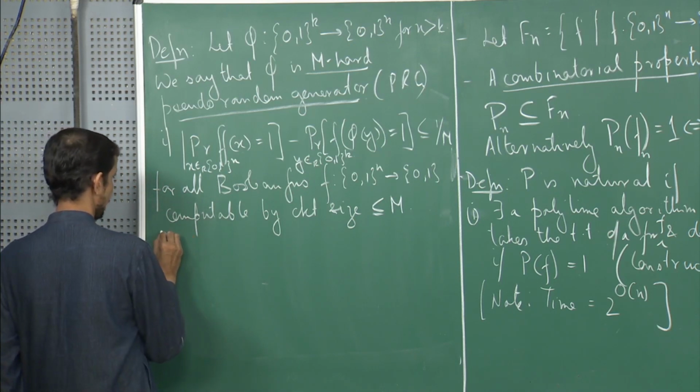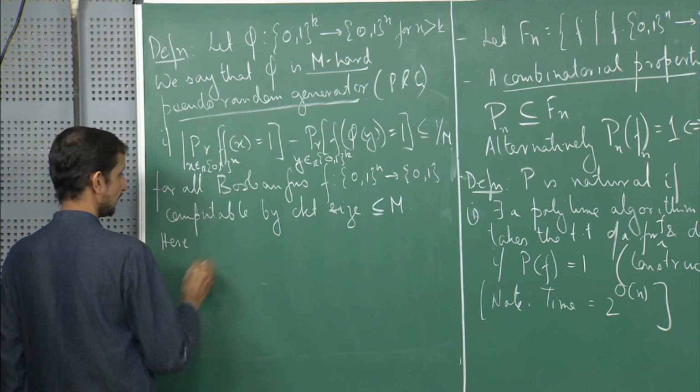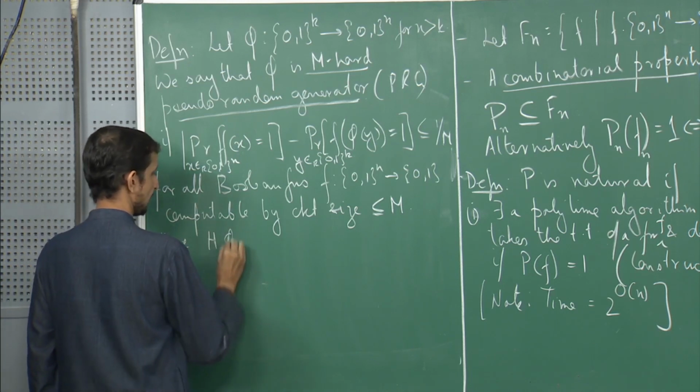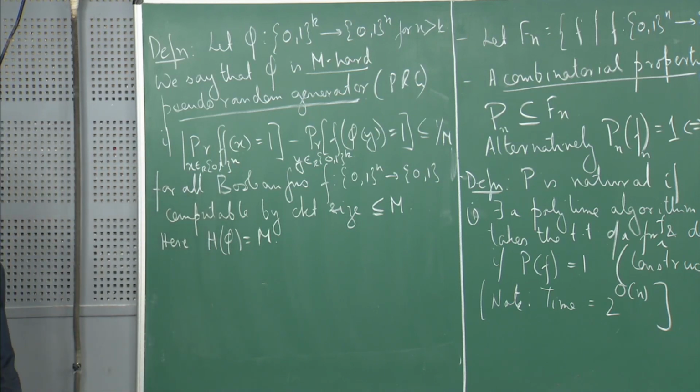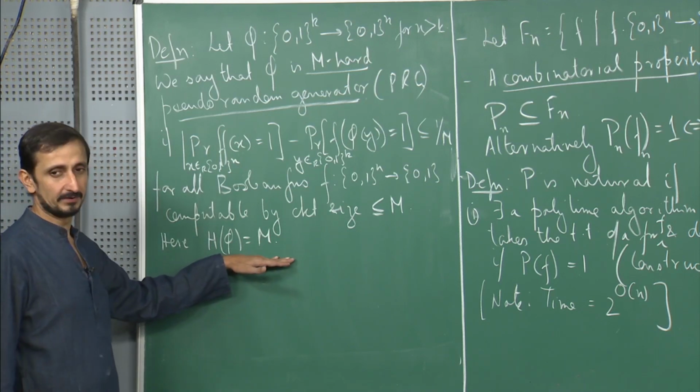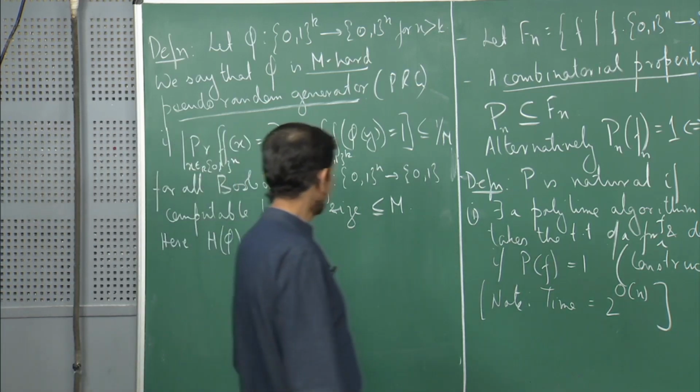Now what is the hardness parameter? Here H of phi is basically this parameter m that we have. So this is the hardness parameter.